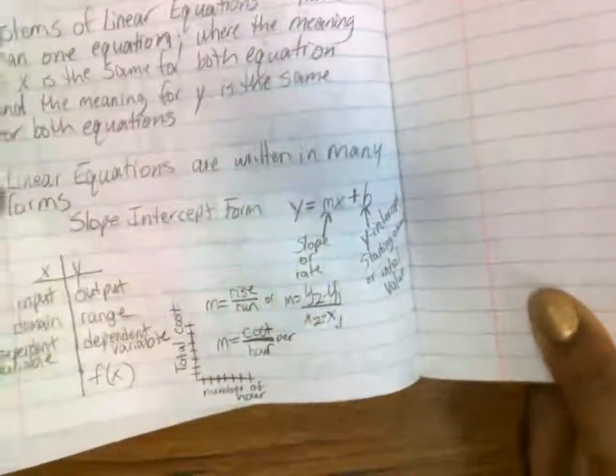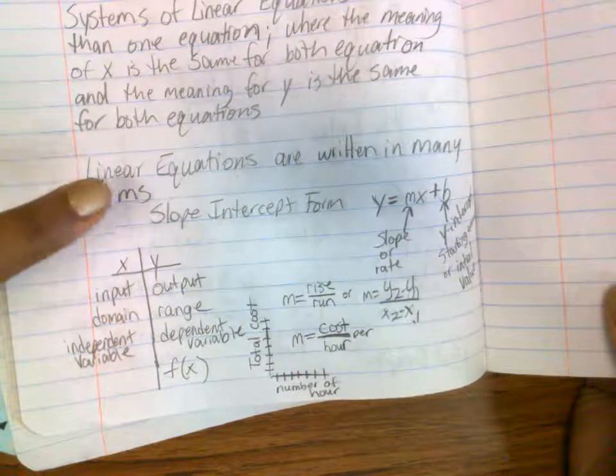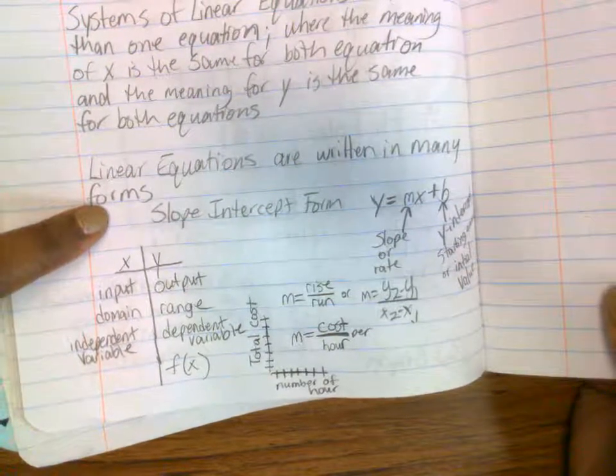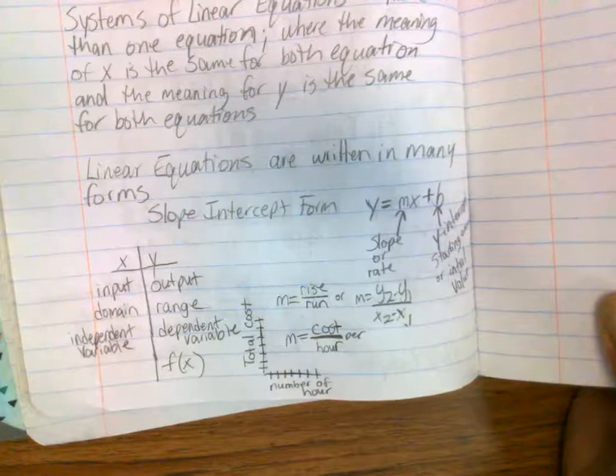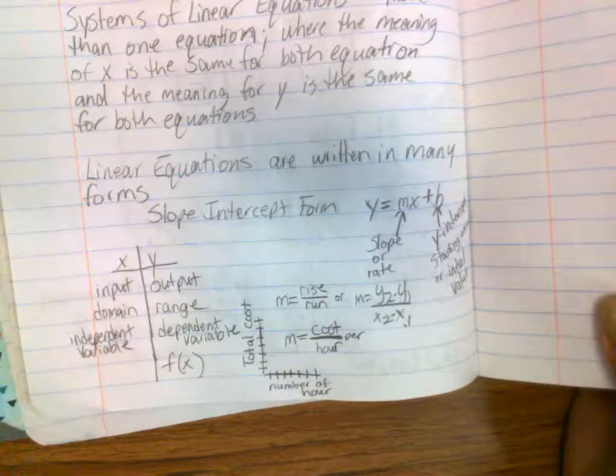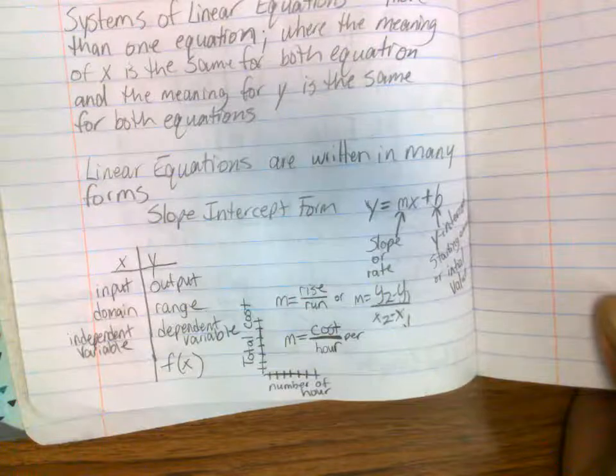Okay, so if you remember what I was talking about, what we need to understand is that linear functions can be written in multiple forms. And the two forms that I told you that we're really going to be writing these equations in are slope-intercept form and standard form. So now we're talking about standard form.